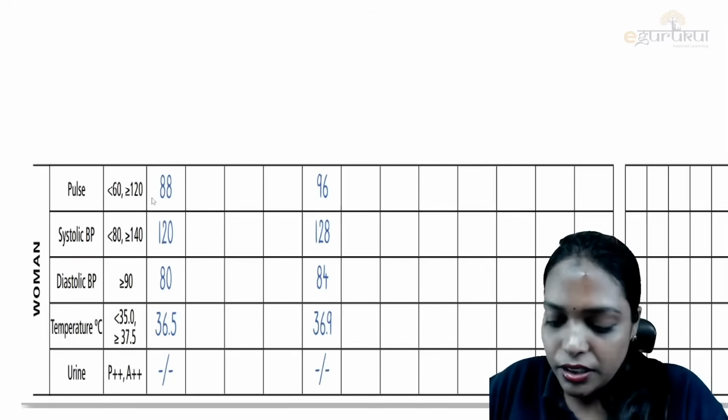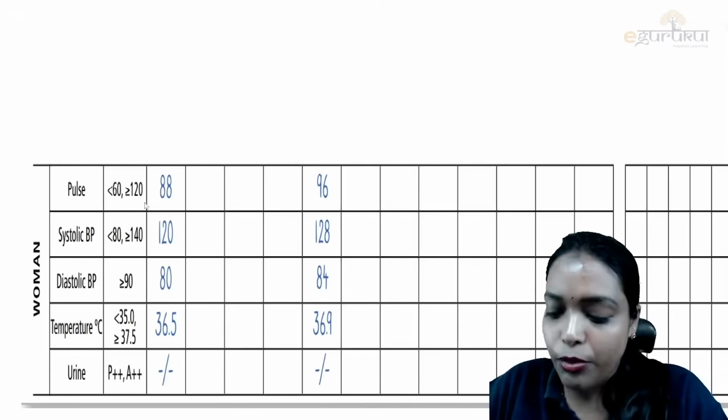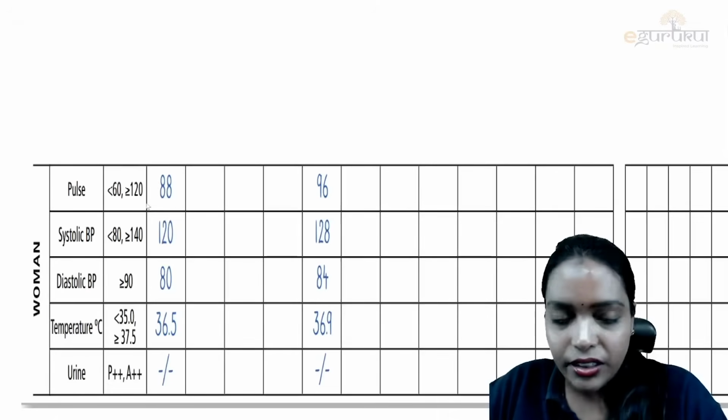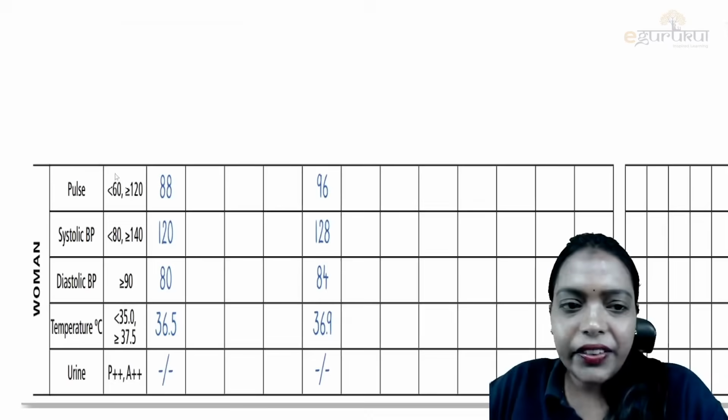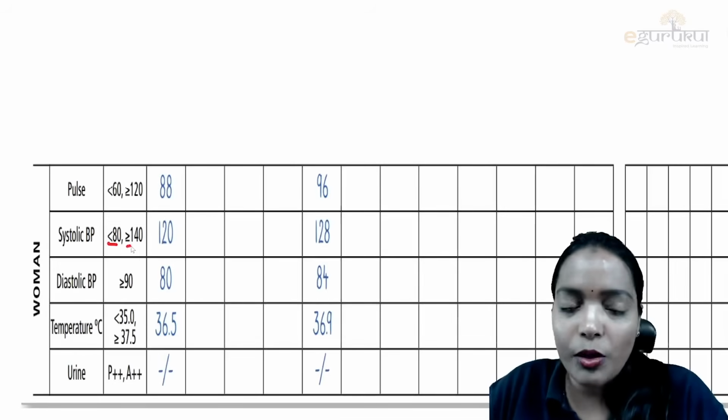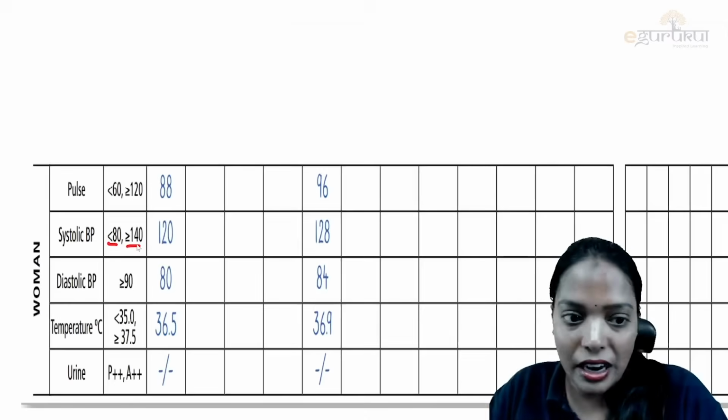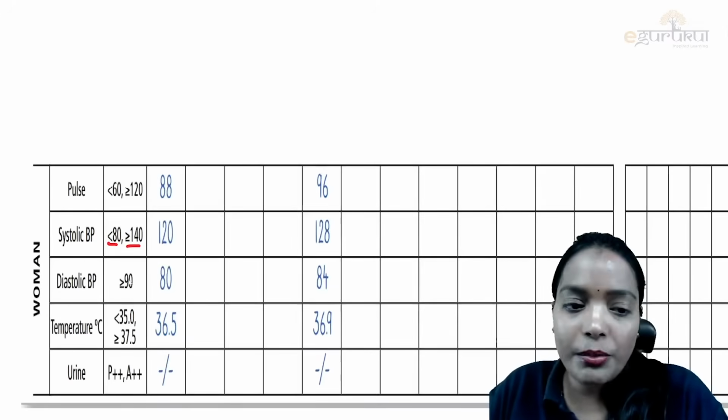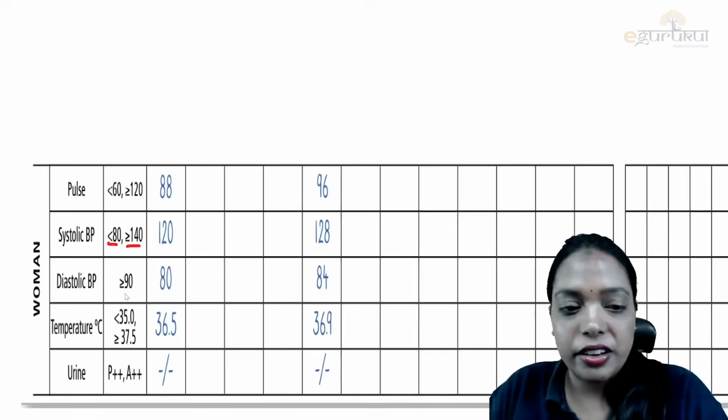So a pulse less than 60 or more than 120 is an alert. If it is in between that, it's fine and good. Systolic blood pressure less than 80, or more than or equal to 140, is an alert. Diastolic blood pressure more than or equal to 90 is an alert.